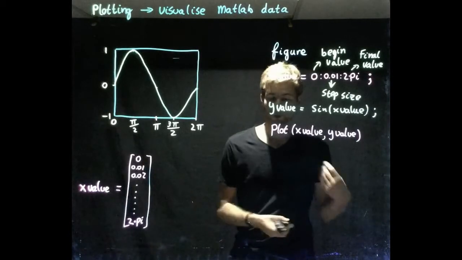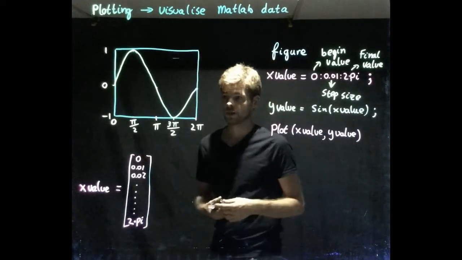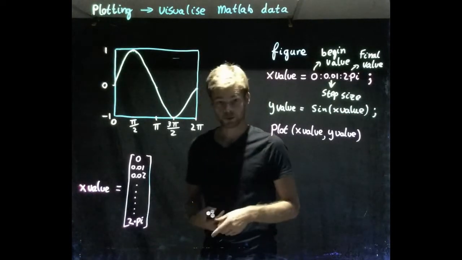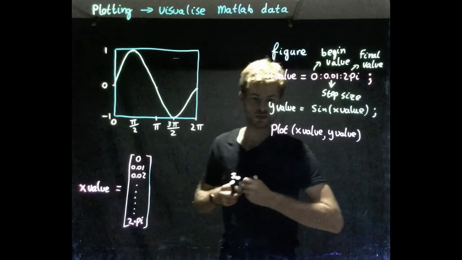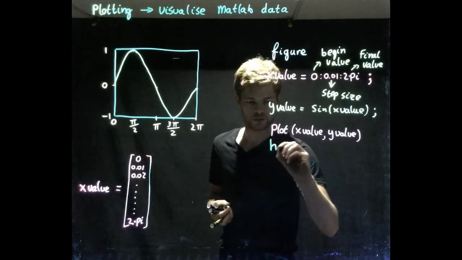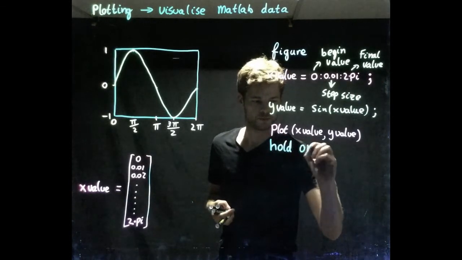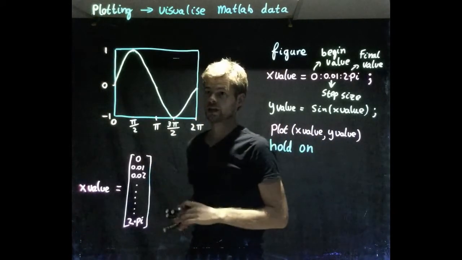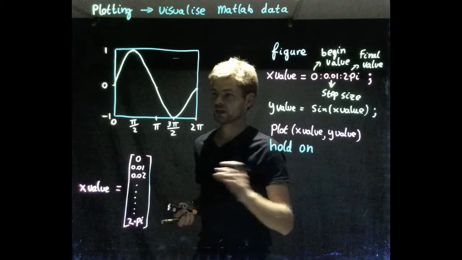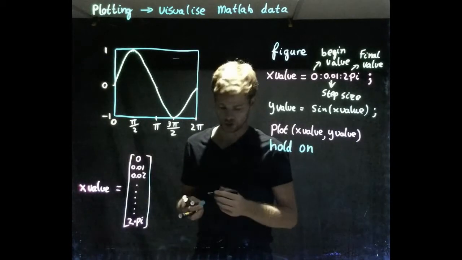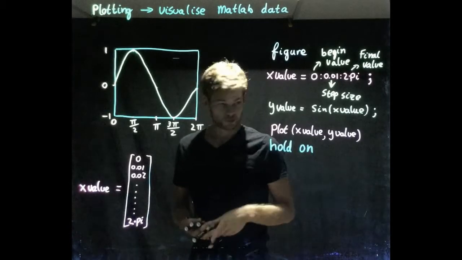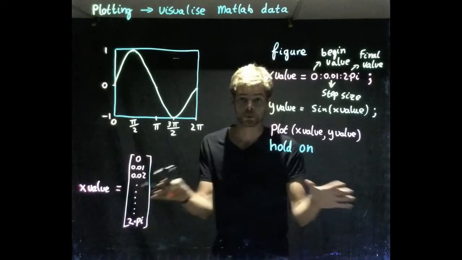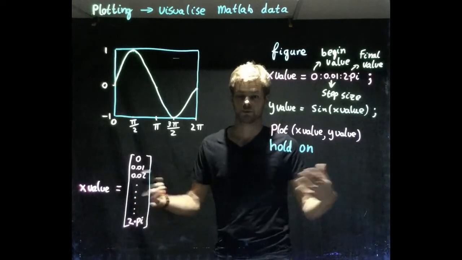So let's assume we want to plot a cosine wave as well. Then there's one thing we need to do that's very important. We need to write down hold on. Otherwise MATLAB will erase this sine wave, and only the cosine wave will be visible. So I need to write hold on, or it will even open a new figure, because I want to plot the sine wave and the cosine wave in the same figure.